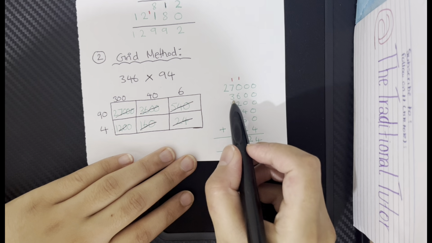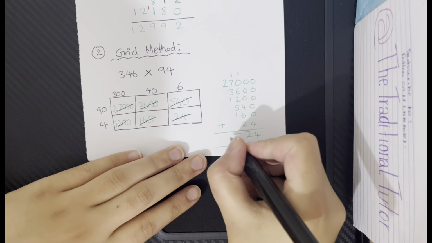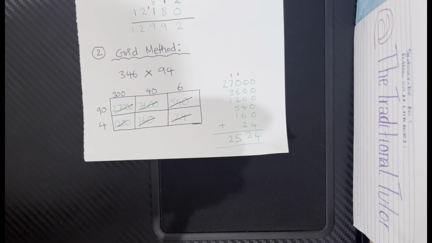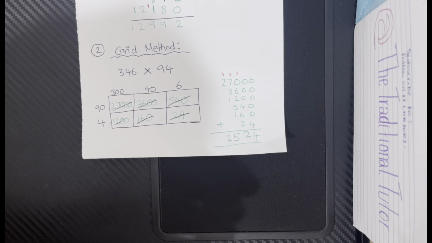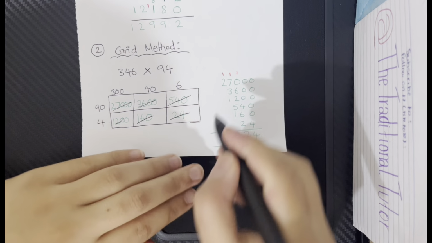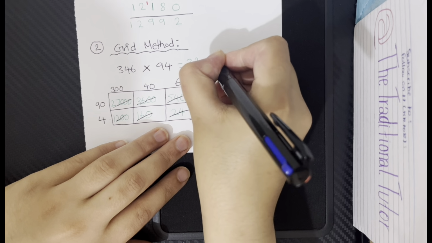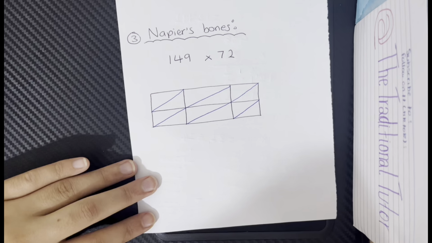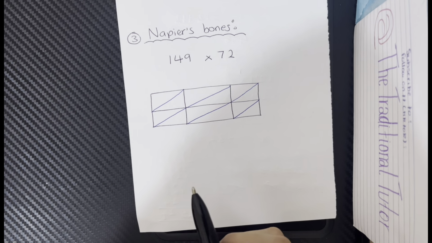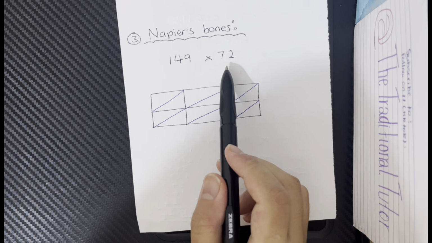So I've got 7 plus 3 is 10, plus the extra 2 gives me 12. So 2, and then also carry the extra 1. And then lastly, I've just got 1 plus 2, which gives me 3. Okay, so that means that the answer is 32,524. Okay, so lastly, we'll look at Napier's bones, again with our 3 digits being multiplied by 2-digit numbers.